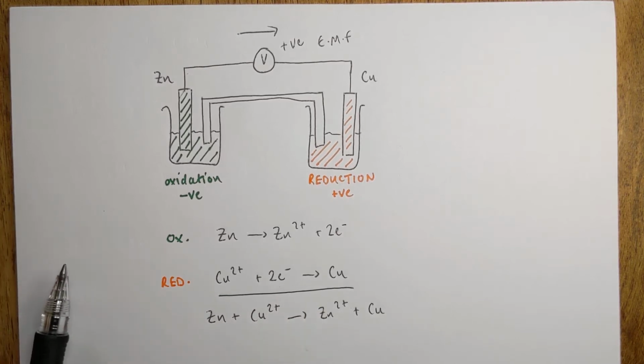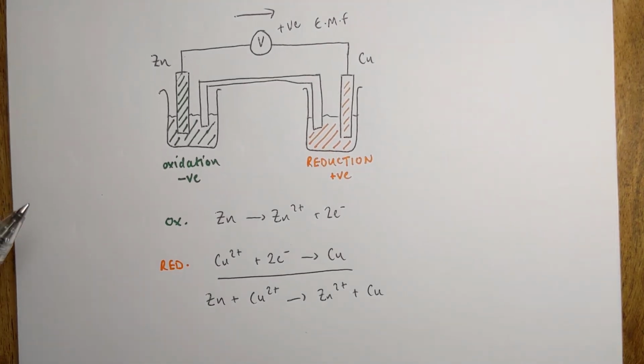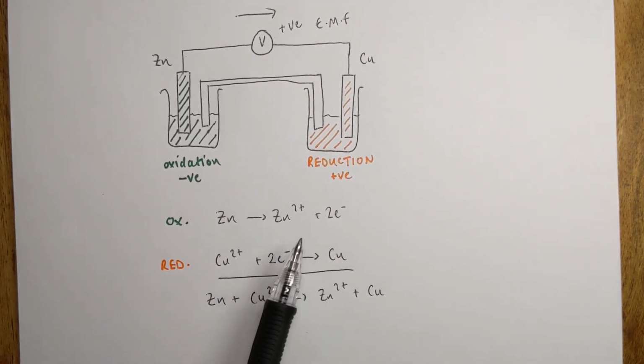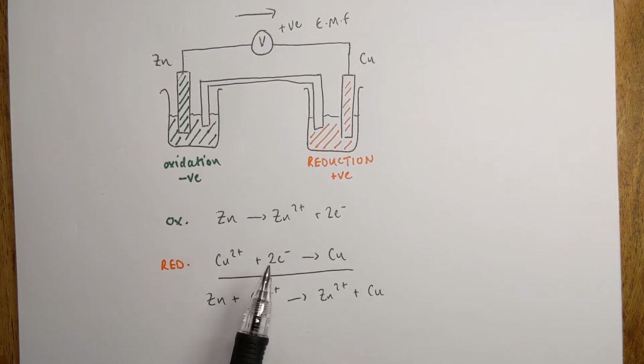As you know, a standard question would be to give the overall ionic equation for the redox cell, and that would just be a case of adding the two half equations together. So make sure the electrons cancel out. Two electrons, so we don't need to multiply anything up. Add the two sides together, the electrons should cancel out, and that is your overall equation.